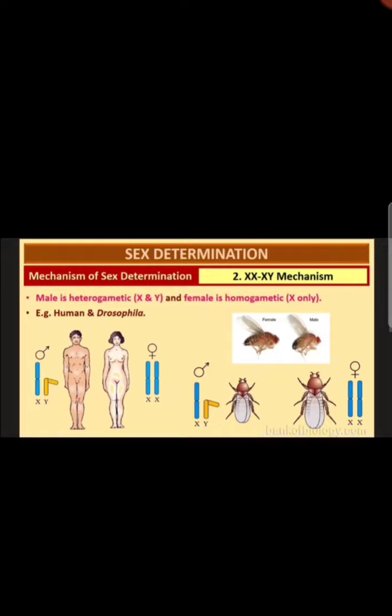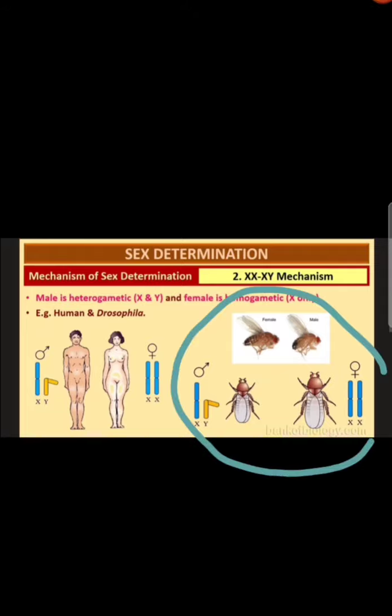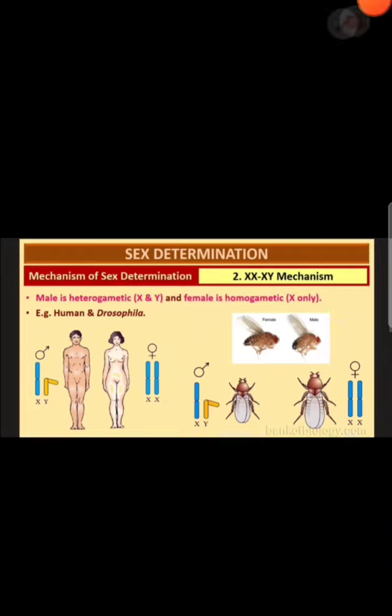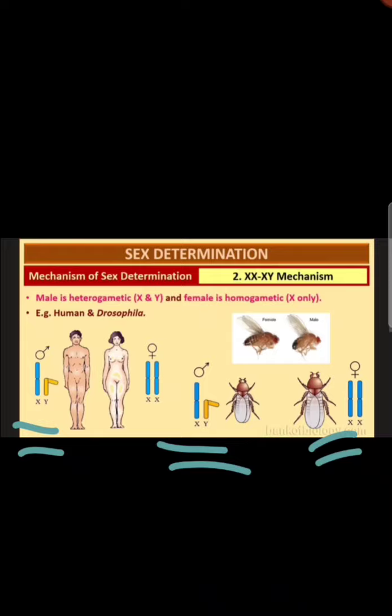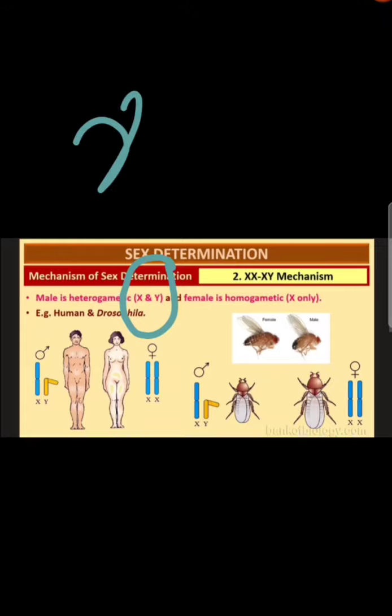So next comes the XX and XY mechanism. We can see this mechanism in the human beings, and this same mechanism is also seen in Drosophila, where the allosomes or the sex chromosome is XY in case of males and XX in case of females, and same in case of human beings also, XY in case of males, XX in case of females. So the male is heterogametic, so that means male is having two different gametes.